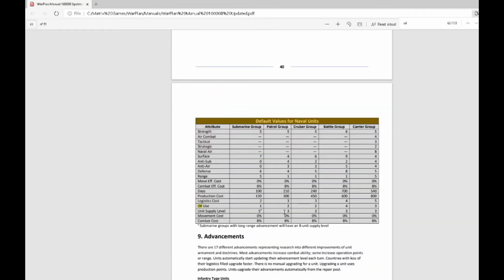And when I take a look at fleets, I see subs use 1, patrol groups 2, cruisers 2, battleships 4, and aircraft carriers 3. Now, oil use for fleets is somewhat different. If I'm moving out of a port, I don't use oil. But to stay at sea, a sub will use 1 oil point. A patrol group will use 2. A battleship will use 4, as I'm going to show you here, and put Italy in trouble.